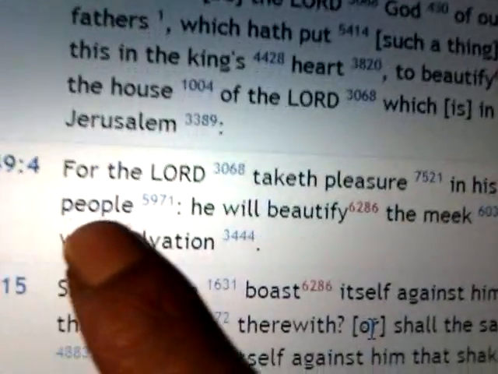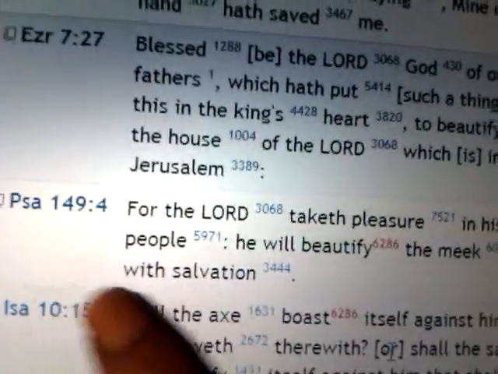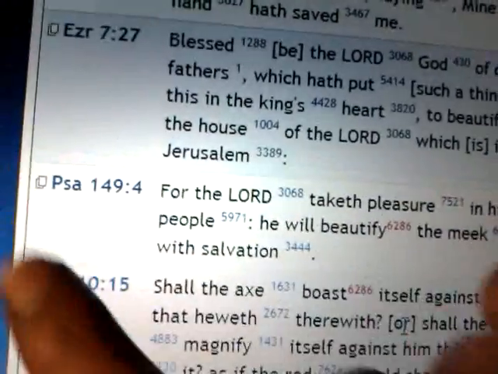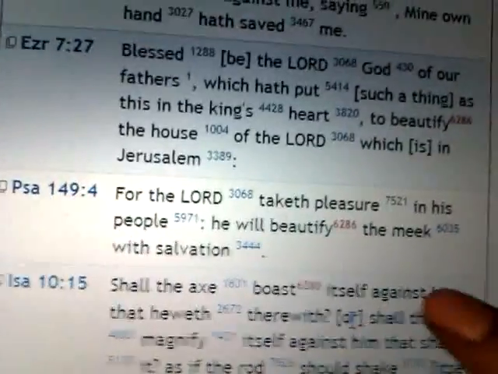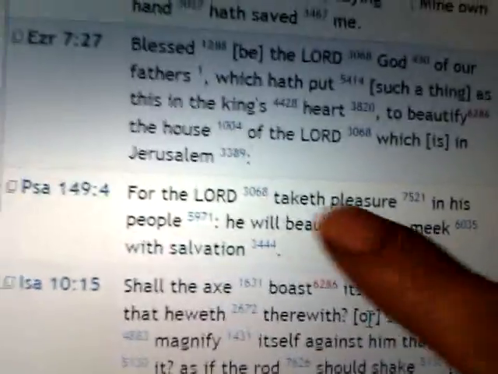People. In His people, He will beautify the meek with salvation. Now we can see a prophetical connection between Kedemawi Haile Selassie or Rastafari and Holy Ethiopia.